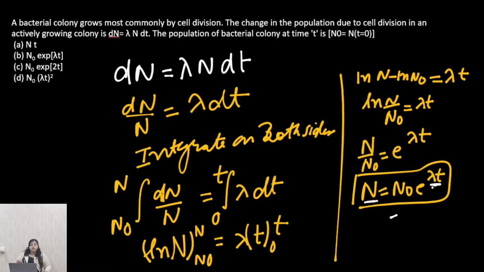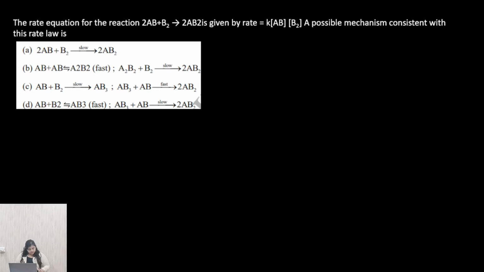So that is because we are talking about the decrease in concentration of the reactants. Here in terms of the growth, it is there. So that is why this positive term is coming. So N naught exponential of lambda t, that is option B, it will become the correct one. Okay.